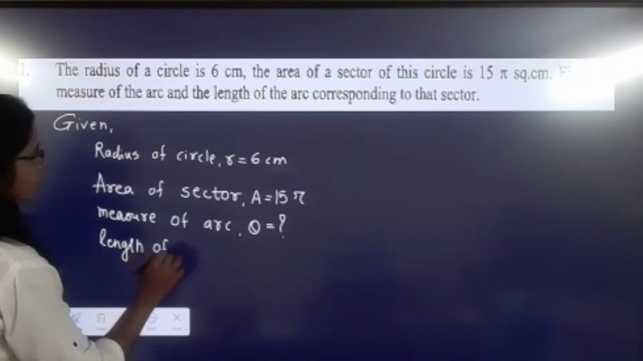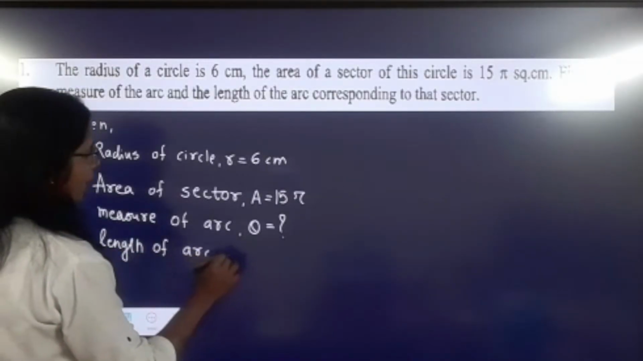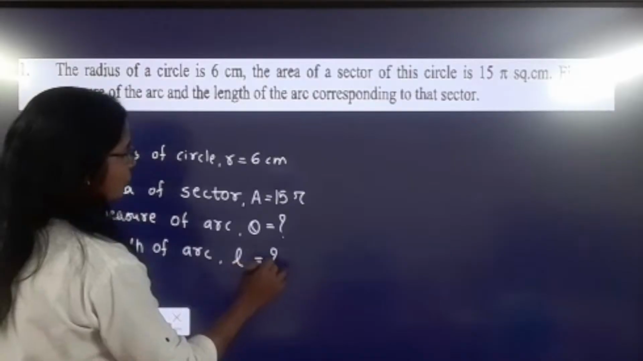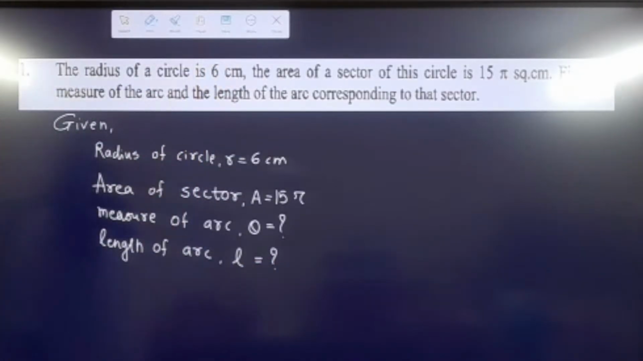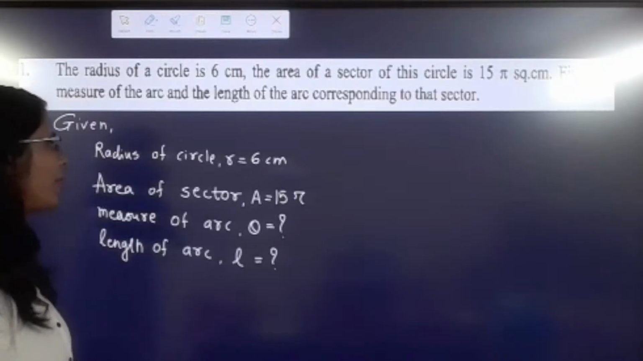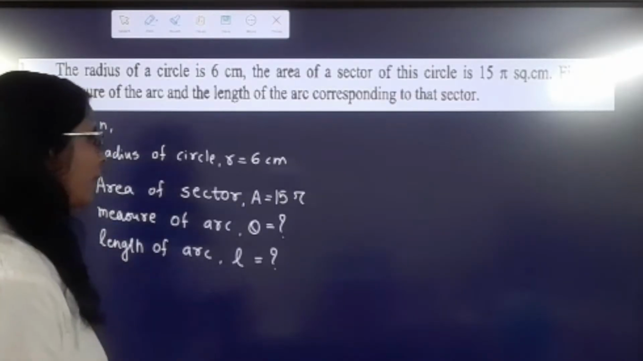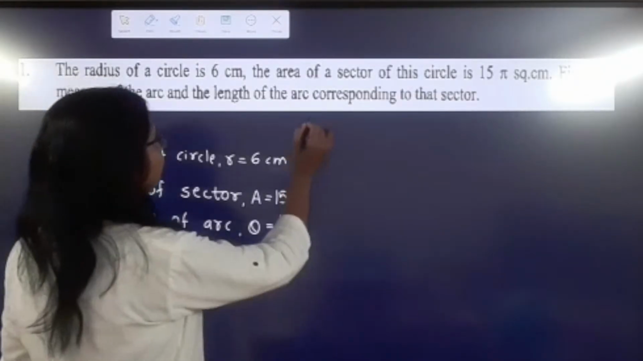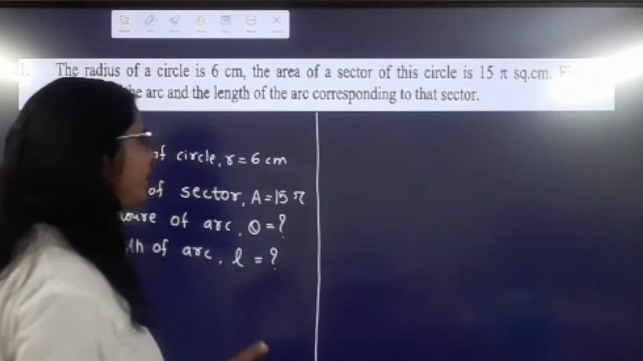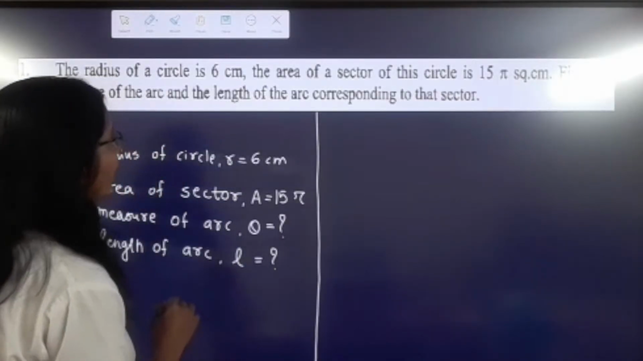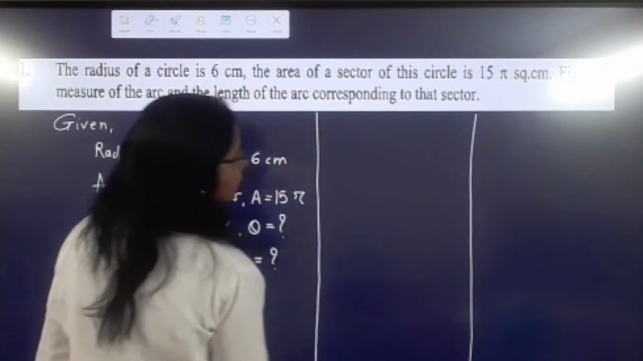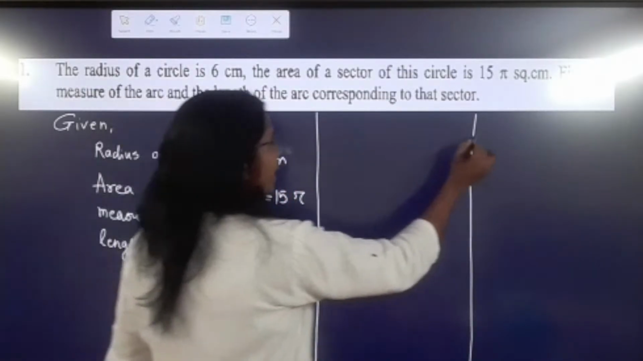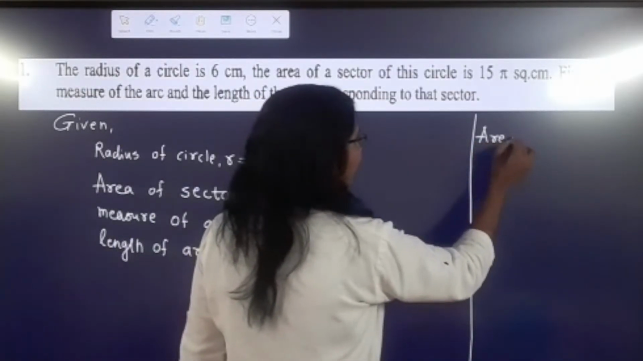Length of arc, that is L, is equal to question mark. Okay students, so now here we know that we have to calculate the length of arc. First I write down the formula for the area of sector.